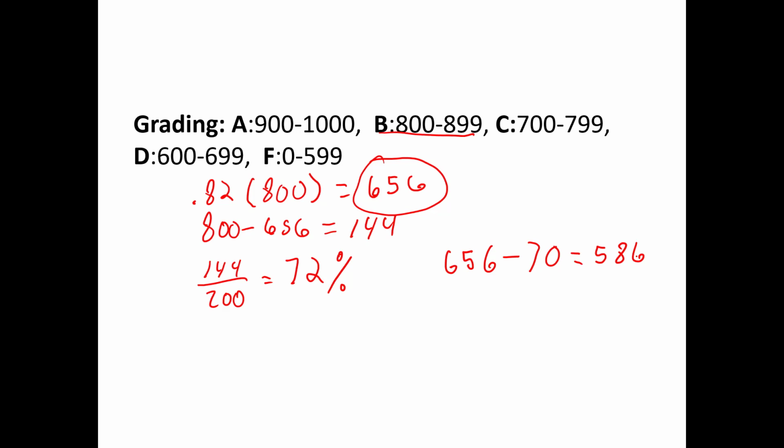And so now you only have 586 points, and you need to get to the 900, because you want to get an A, right? You're seeing what you need to get an A. And so then you do the 900 minus the 586, and that gives you 314. But your exam is only worth 300 points. So that means that it's not possible. With an 82%, you cannot score enough points on the final.